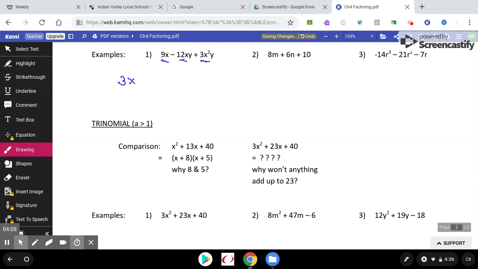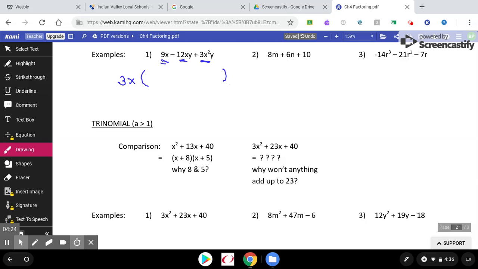Do they all have Y's? Well, the third one does, the middle one does, but the first one does not. So it has to be common to everything for a GCF. So no, they don't all have Y's, so I don't do a GCF of Y. And that's my greatest common factor, and I'm done with that part.